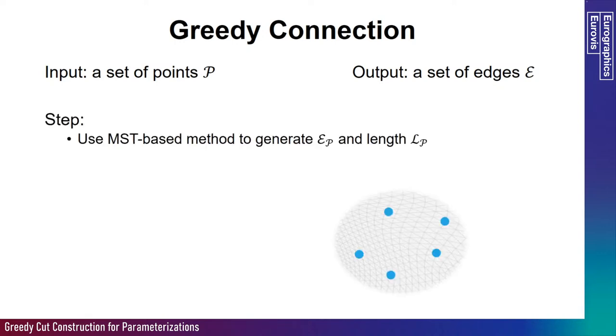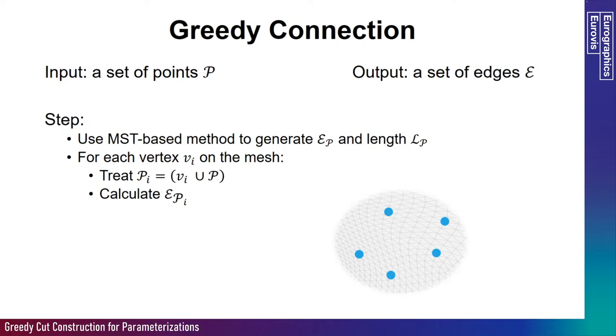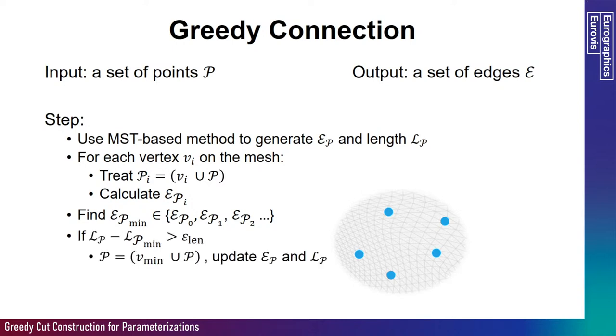In each iteration, we use the minimum spanning tree-based method to construct a current spanning tree using the feature points and the auxiliary points of the previous iteration. Then, for each vertex of the mesh, we add it to the auxiliary points and recalculate the spanning tree. In this way, we get a set of spanning trees and choose the vertex whose spanning tree is the shortest. We compare this tree with the spanning tree without a new point. If the decrease of the length is larger than a threshold, we add the corresponding vertex into the input set and update the spanning tree. Otherwise, we stop the process.